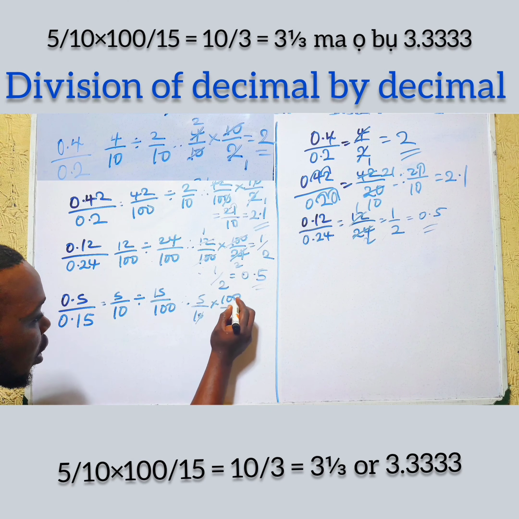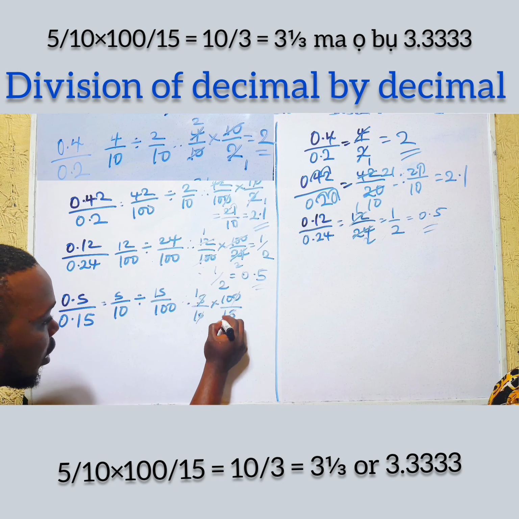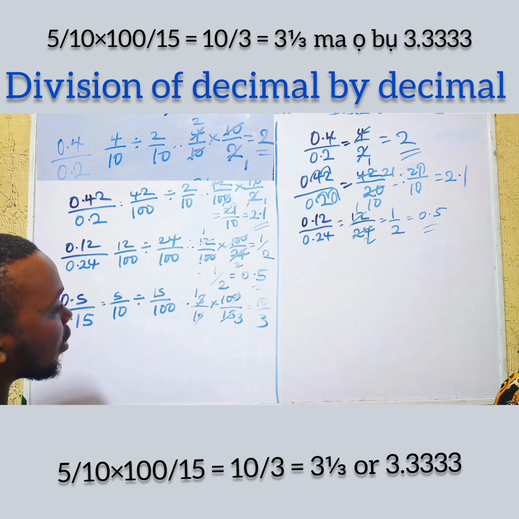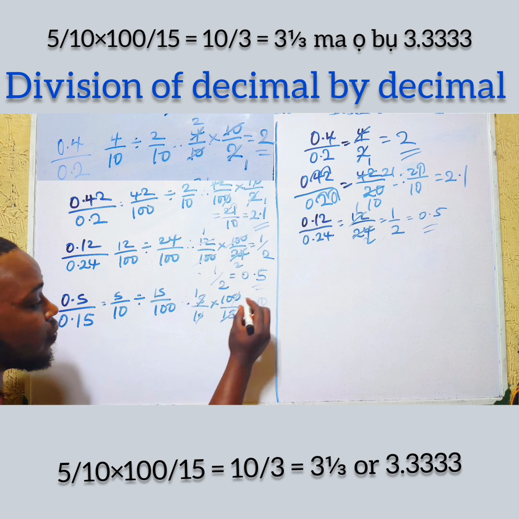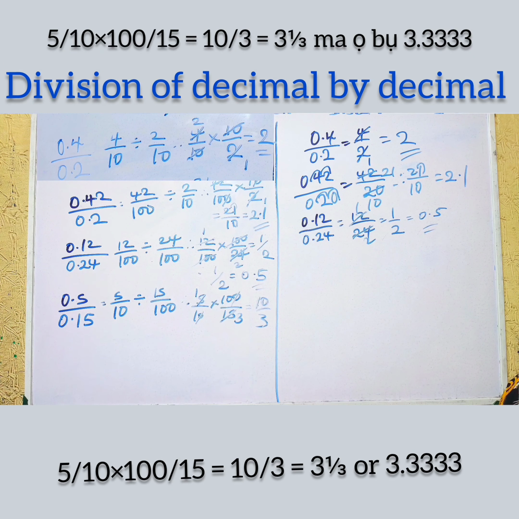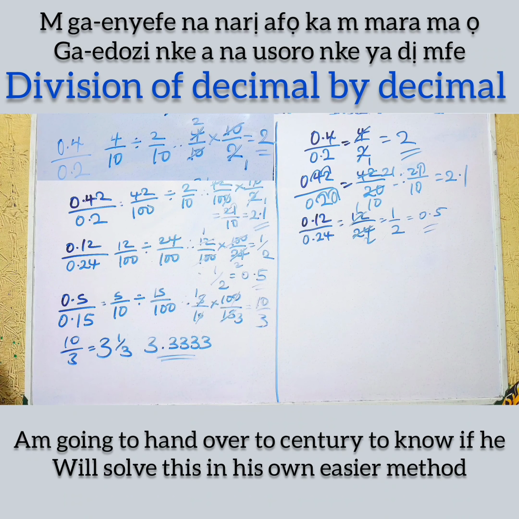What can go? 0 cancels 0. Now 5 into itself is 1, 5 into 15 is 3. Now we have 10 over 3. We change it to decimal. 10 over 3 is equal to 3 whole number, 1 over 3. This 1 over 3, we change it to decimal, and it will be a continuous repeating decimal, which is 3.3333 infinity 3. So the final answer here is 3.33333333. I'm going to hand over to Century to know if he can solve this in his own easier method.